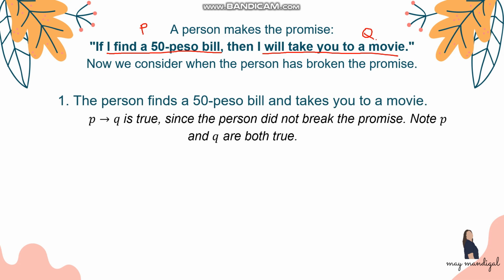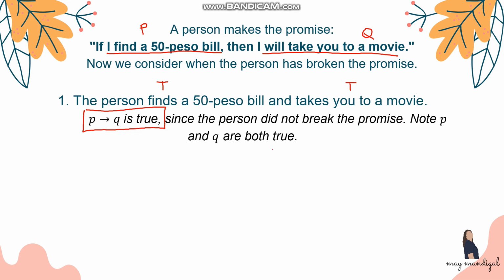So, first one, the person finds a 50 peso bill and takes you to a movie. So, this one now is our P, or the first statement. It says that the person finds a 50 peso bill, so our P is true. And he takes you to a movie, so the Q here is also true. So, if both our antecedent and consequent are true, like in this case, therefore, we can say that the implication is true. Or P implies Q is true, since the person did not break the promise.